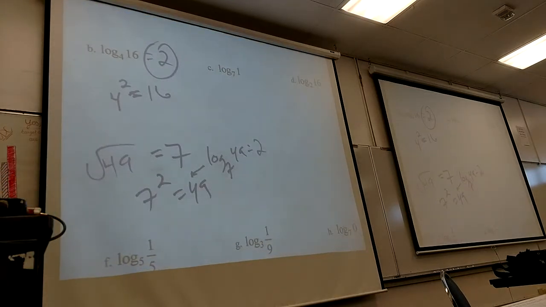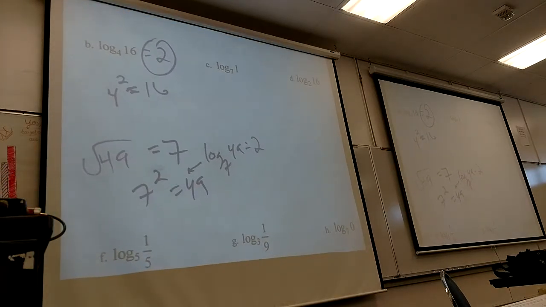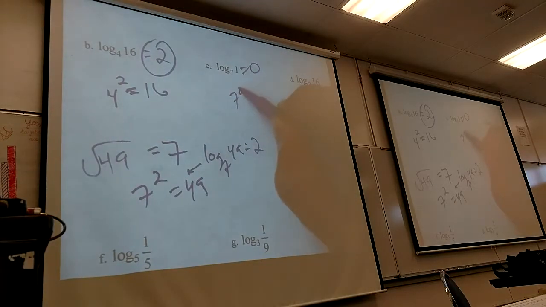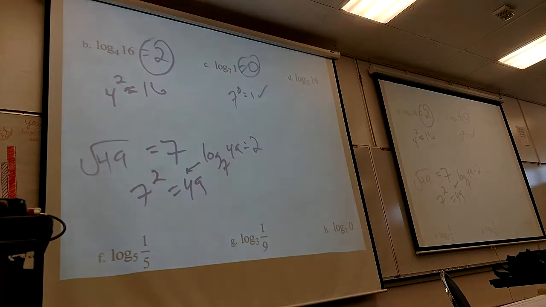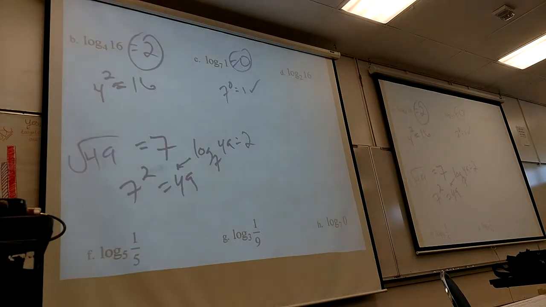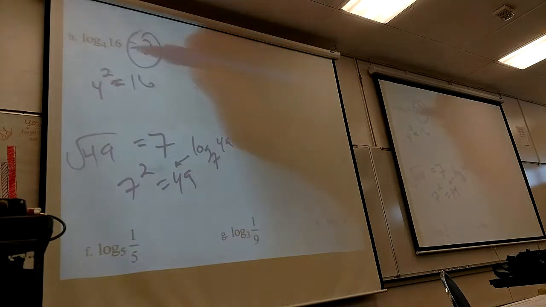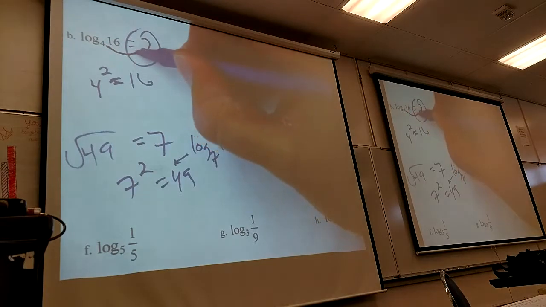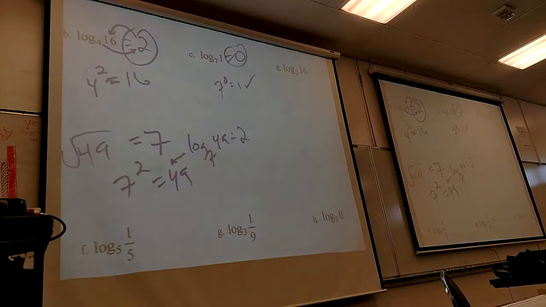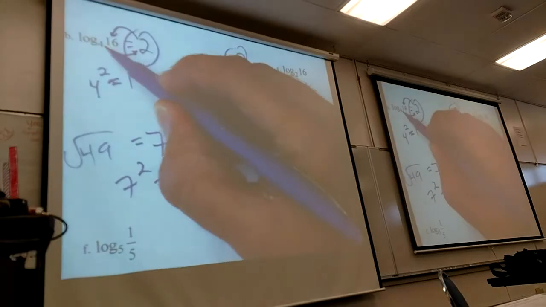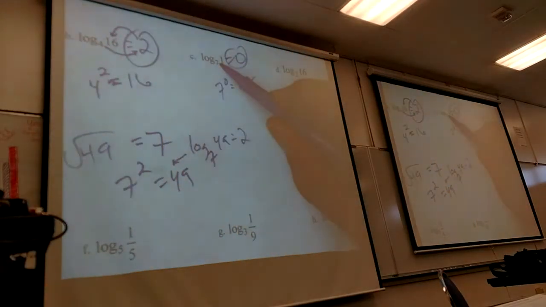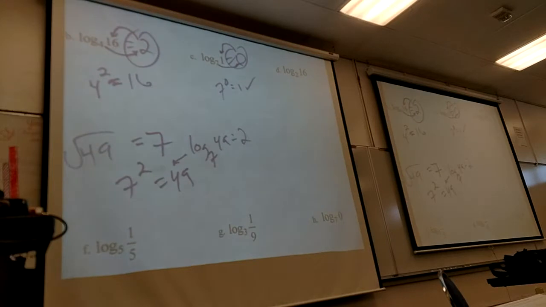What about part C then? What power does anything take to become 1? Well, first power, 7 to the first power would be 7. But 7 to the 0 power is 1. I like it. So notice I can always kind of do this. 4 squared is 16. You can check by looking at it like that. 4 to the second power is 16. 7 to the 0 power is 1.